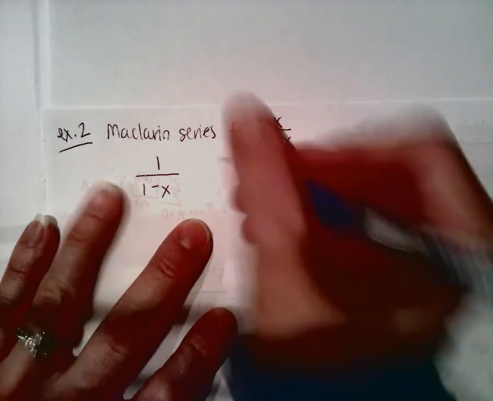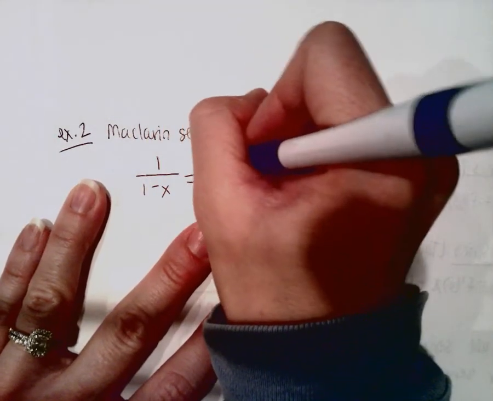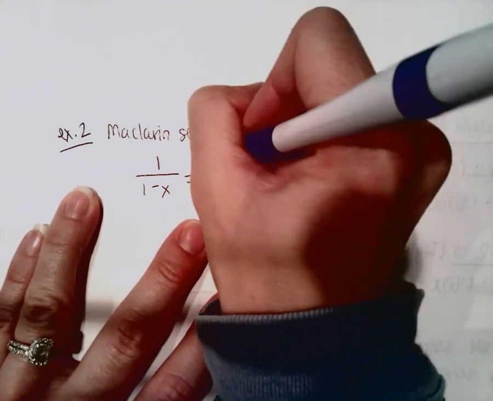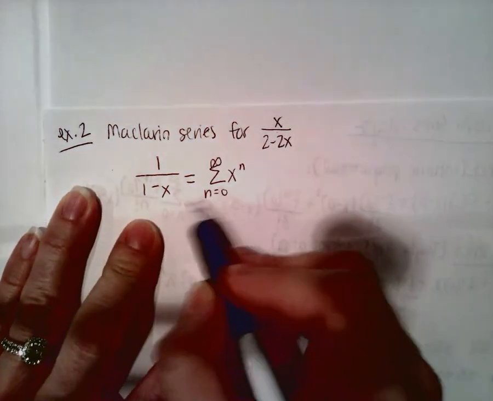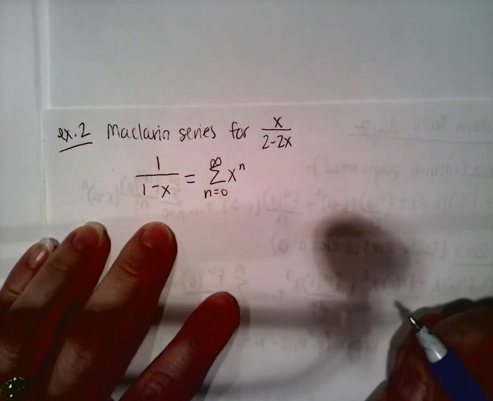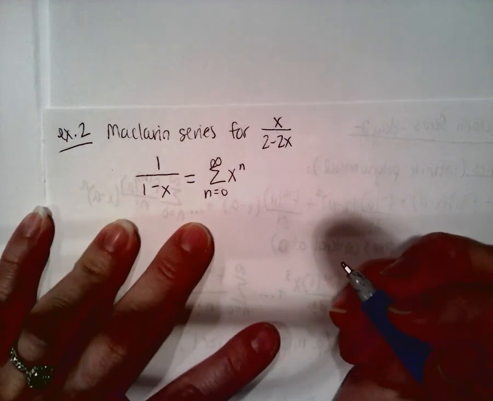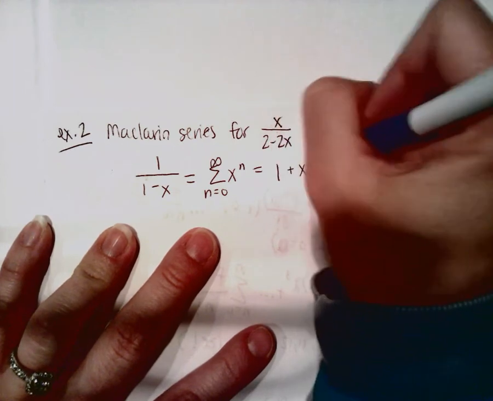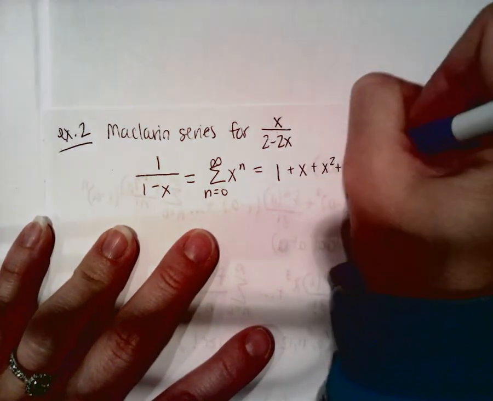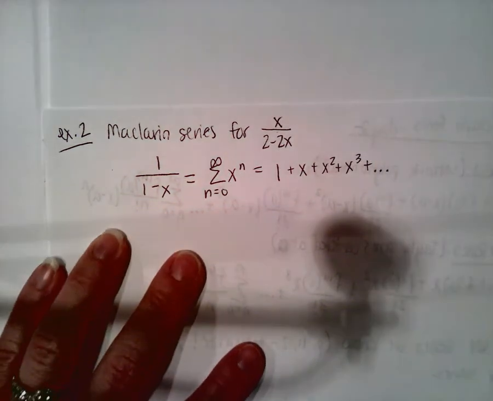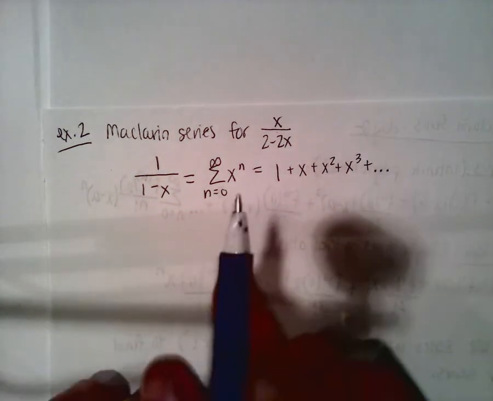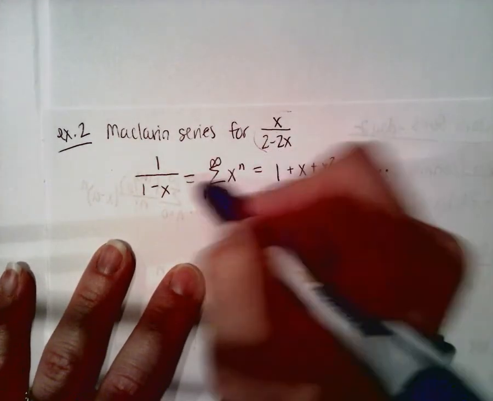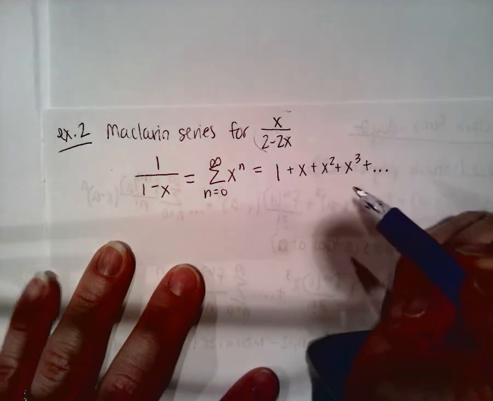So let's just write out what that was from the other day. So that series is the sum from n equals 0 to infinity of x to the n. That's like our most basic, easiest Maclaurin series. Which if we expand that out is just 1 plus x plus x squared plus x cubed dot dot dot. So it's literally just the most simple polynomial you can come up with. So now we have to figure out how can I go from here to here, or vice versa.